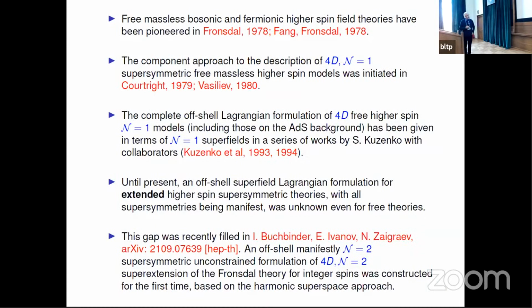But interestingly, until the present, an off-shell superfield Lagrangian formulation for extended high-spin supersymmetric theories, for the N=2 extension of the Fronsdal theory, was not known. But it is interesting to have such an extension where all supersymmetries are manifest, etc. This formulation was not known even for the free N=2 theories. And this gap was filled in our recent paper with Ioseph Buchbinder and Nikita Zagraev. In this paper, we have given the N=2 supersymmetric superfield formulation of the N=2 extension of the Fronsdal theory for high spins for the first time. And the basic tool in this construction was the harmonic superspace approach.